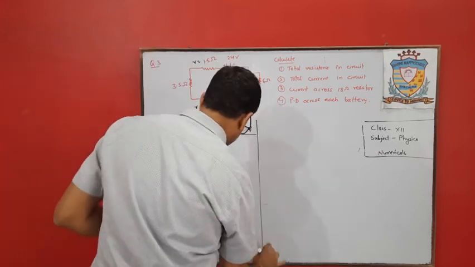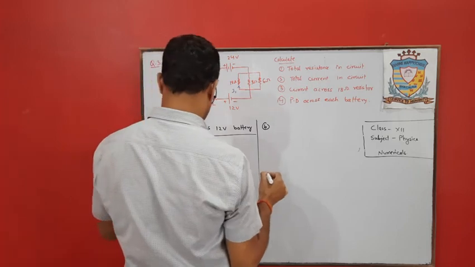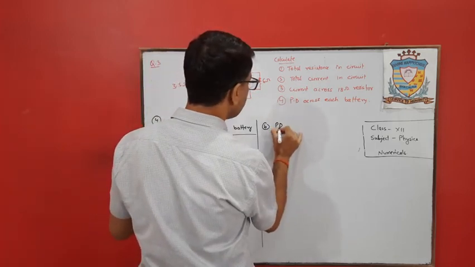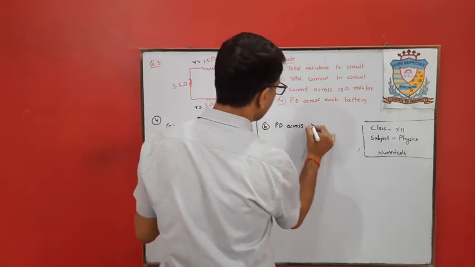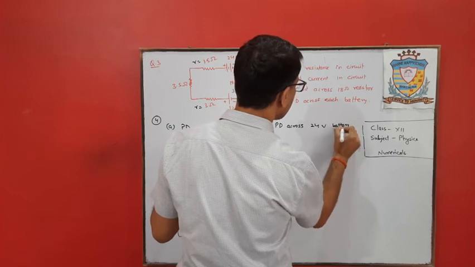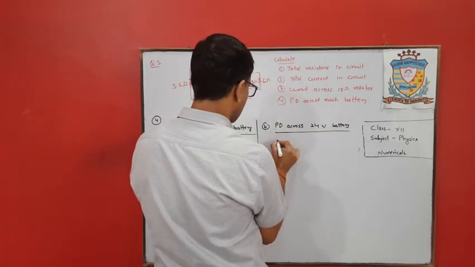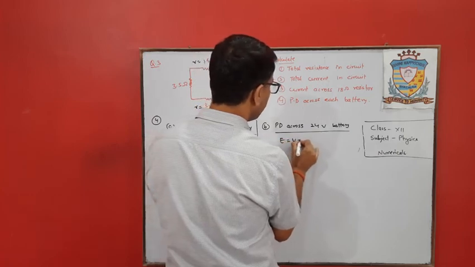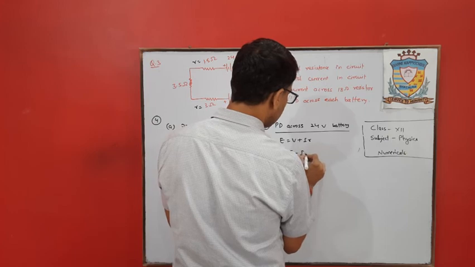In the second part, PD across 24 volt. Okay, so here this is a normal case where E is equal to V plus I R, or V is equal to E minus I R.